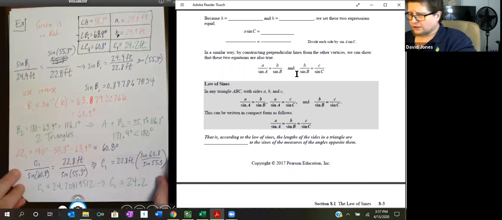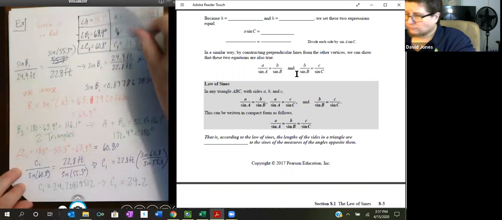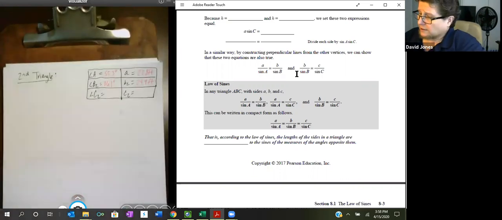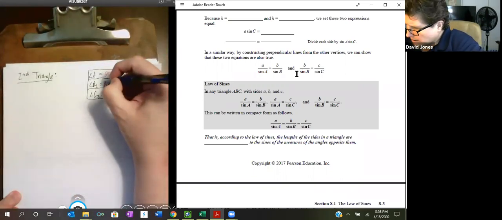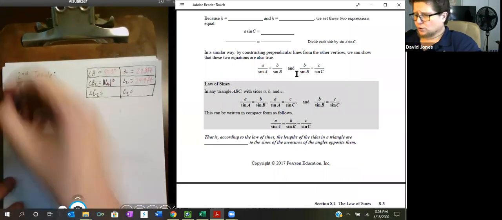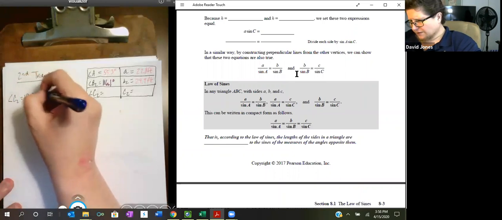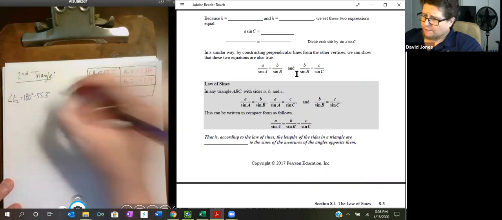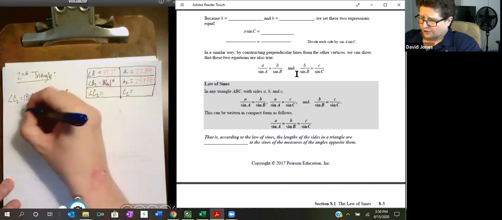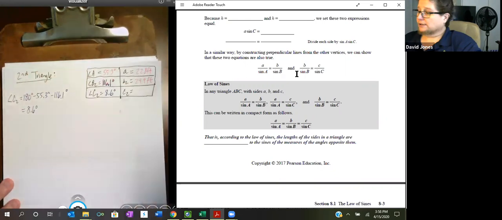Now let's go on to our second triangle. So C2 is going to be 180 minus 55.3 degrees minus 116.1 degrees. And if you calculate that, you get 8.6 degrees, which is a very small angle.